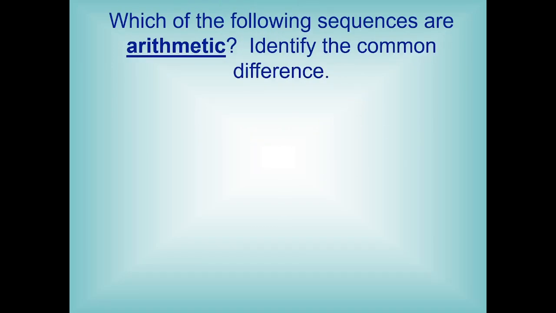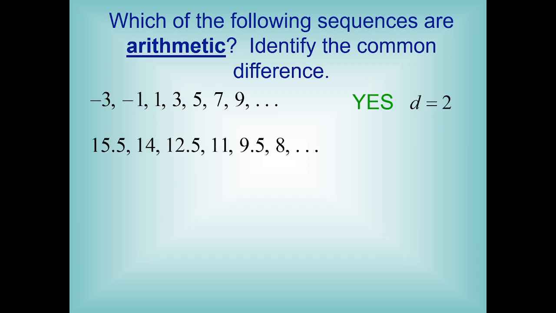Now, let's identify which of the following sequences are arithmetic, and let's identify the common difference. For this one, is this an arithmetic sequence? Yes, it is. And the common difference is 2. That's totally right. Let's have our second item. Is this an arithmetic sequence? Yes, it is. Now, what is the common difference? It's negative 1.5. Let's have our third item.